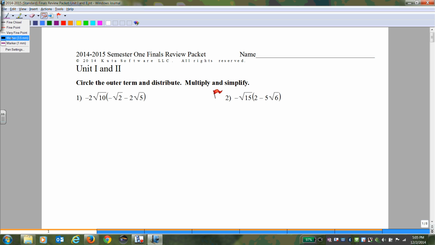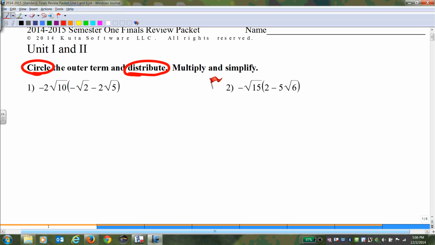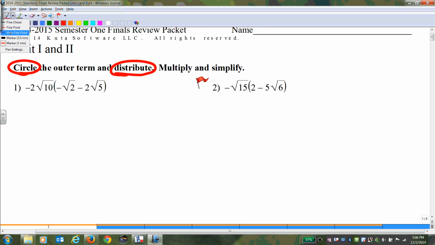Step number 1, let's take a look here at number 2. It says you're going to circle the outer term. So circle the outer term and distribute, multiply, and simplify. So taking a look here at the outer term, you want to start by circling it. So we're going to circle the negative root 15 and draw your little distributive arrows.